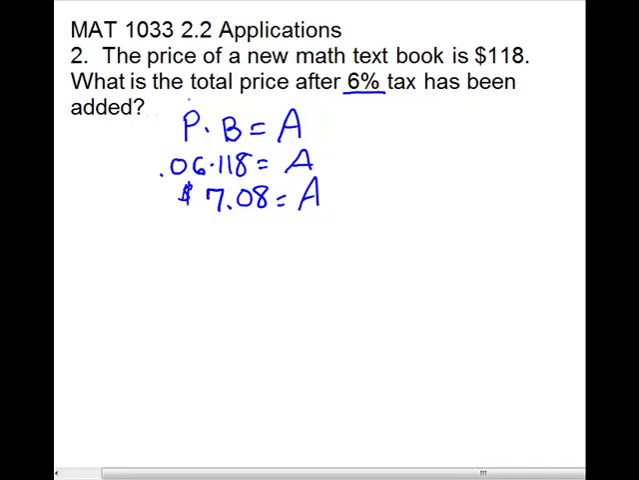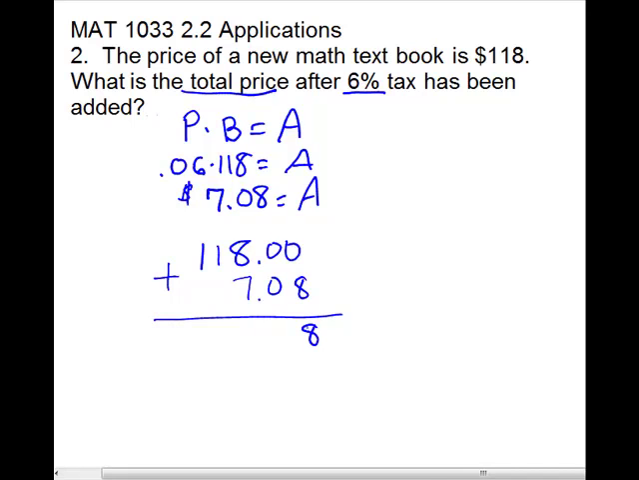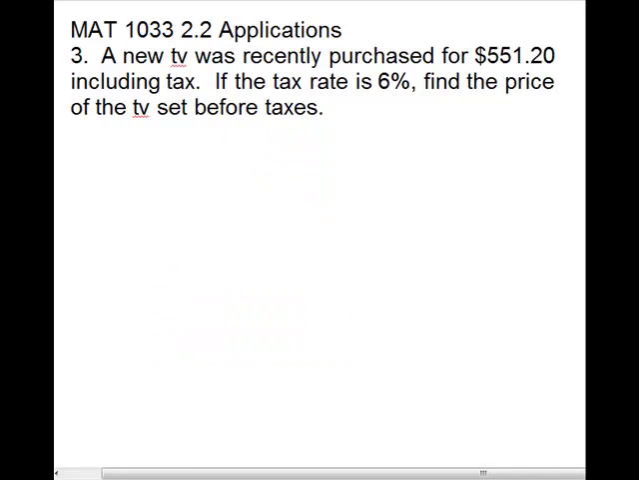And then we want the total price, so we have to add that to the original. Also, this is fine for your calculator. 118 plus 7.08. If you have to do it by hand, decimals line up, straight up and down to add or subtract, which gives us 125.08. But anytime you're going to find a sales tax that's taking a percent of something, it's a multiplication. Just remember to switch your percent over to a decimal.